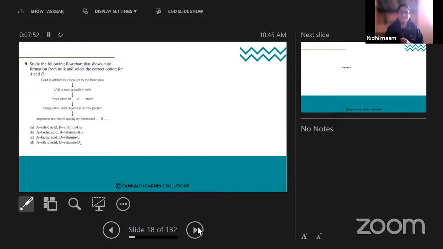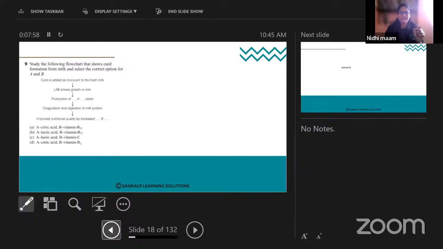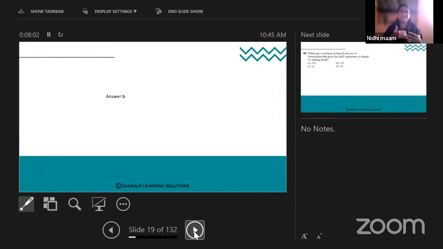Let us check the answer, my dear aspirants. The right answer is option B, that is lactic acid and vitamin B12. Questions like this are asked frequently.